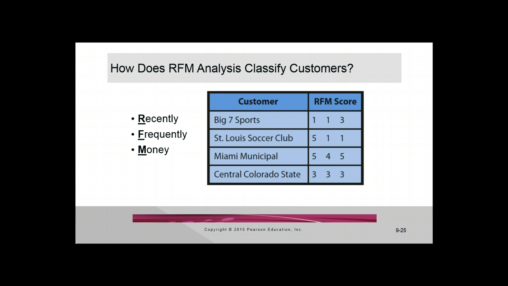Okay. So Big 7 Sports bought from us recently. They buy from us often, and they're about average in the amount of money they spend. So as a sales opportunity, what might we try to do with Big 7 Sports? We're happy that they're buying from us often. We're happy that they're still buying from us. What might we have our salesperson do with this customer?